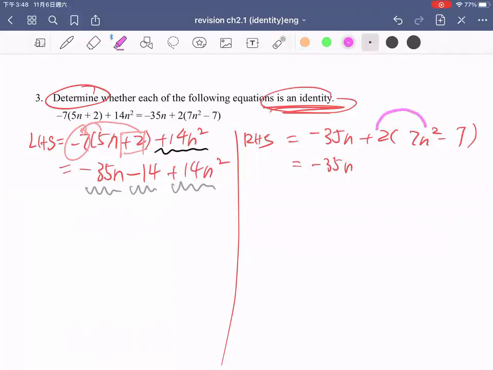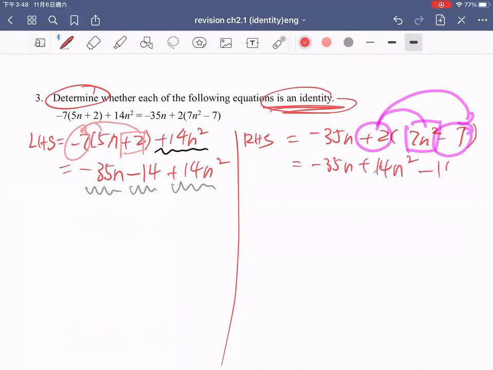Also, this one, positive 2 times this one, okay? And also positive 2 times the whole negative 7, okay? So that gives you positive 14n squared minus 14, okay? So can we combine them? No. Are they the same? Yes, okay. This term, the same. Okay, this one the same, with the n. And this term, negative 14, just negative 14 only.